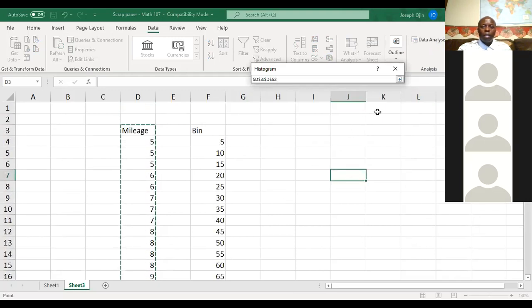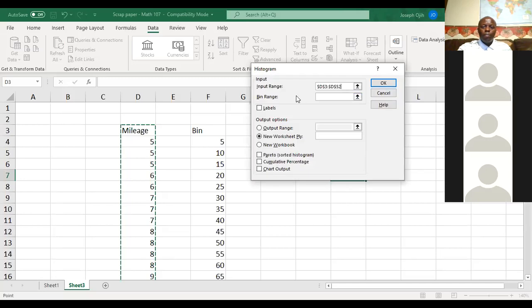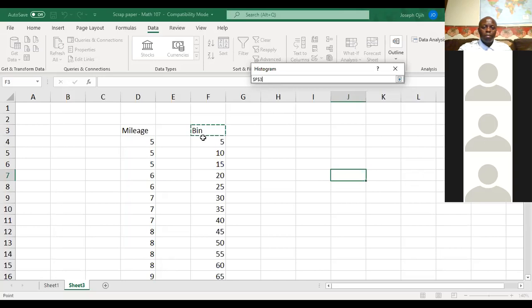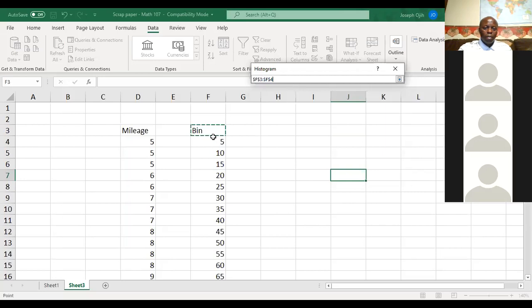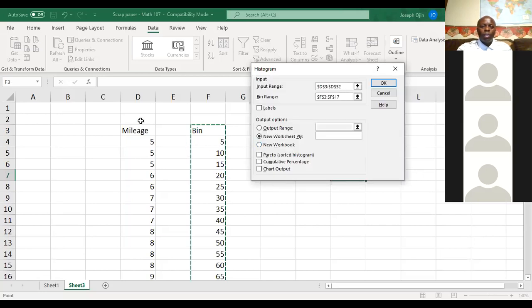Then click here. Now for the bin range, that's the width. Excuse me, my mistake. Bin range from here to 70. Now, because when you picked the mileage you also picked the word mileage, and you picked the word bin, you have to check the labels.